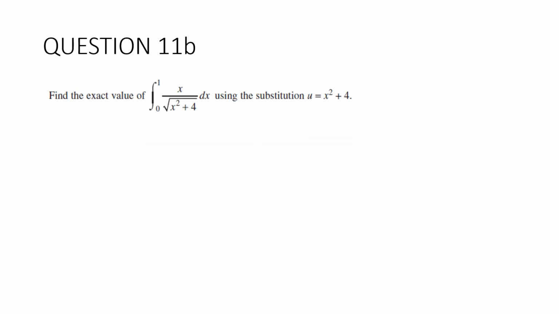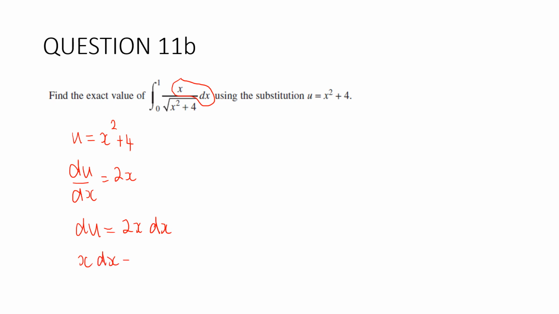Question 11b. Find the exact value of this integral using the substitution u equals x squared plus 4. So we'll start with the substitution. u is equal to x squared plus 4. Let's find du dx, and it's equal to 2x. Now I'm wanting it to match this part here, so I'm actually going to make x dx the subject, like this. x dx is equal to du over 2.